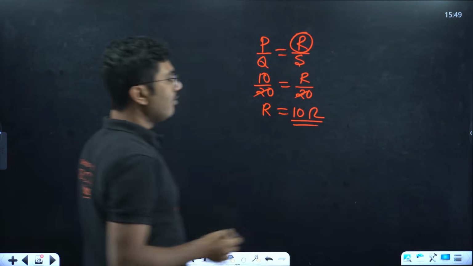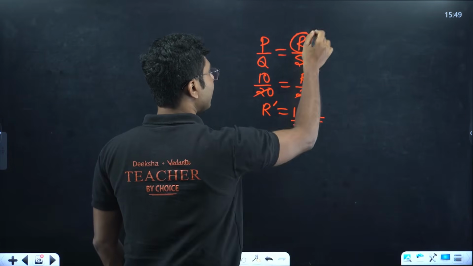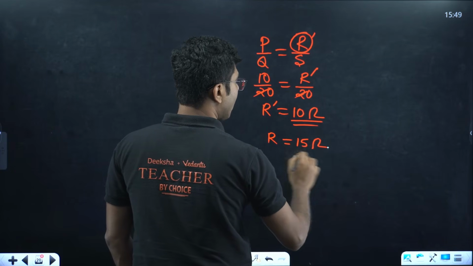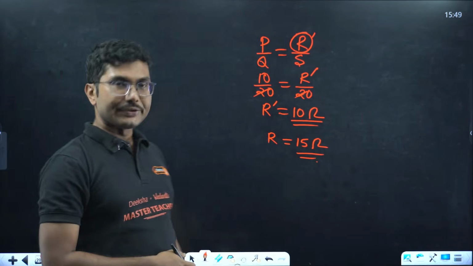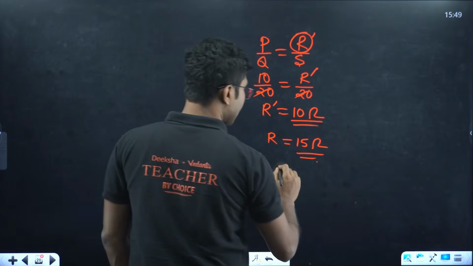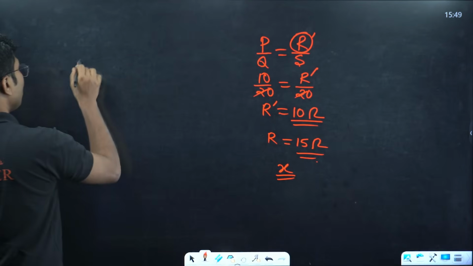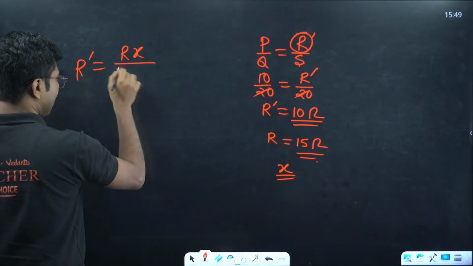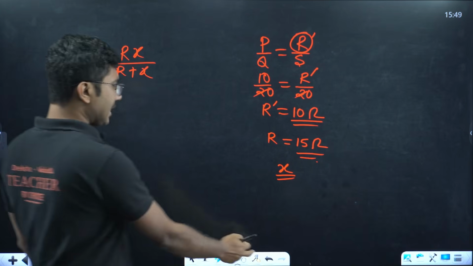Now the given value of R, so this is say R dash, was 15 ohm. Now we have to reduce it to 10 ohm. How can we reduce a resistance? By connecting something in parallel. Suppose the value of resistance that we are connecting in parallel is given by X. So we know that two resistances connected in parallel give the equivalent resistance Rx by R plus X.